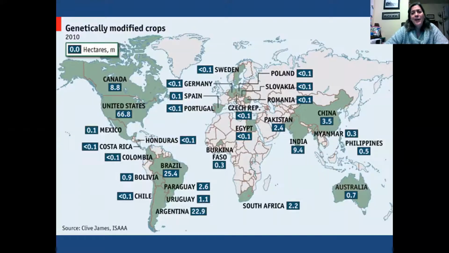Okay, so also the other interesting thing, if you look globally, and this doesn't list all countries, but it's a good sampling, we use more GMO crops than anywhere else in the world. The other place where you see quite a few is in South America, but nobody's like us as far as the percentage of crops that we use, the amount of hectares that we plant for these GMO crops.